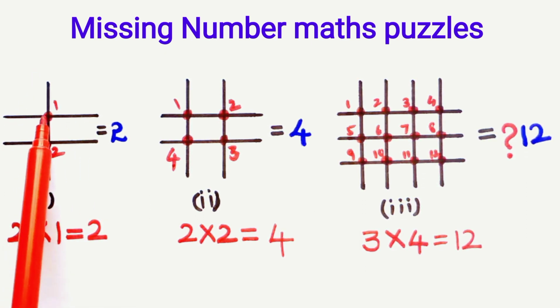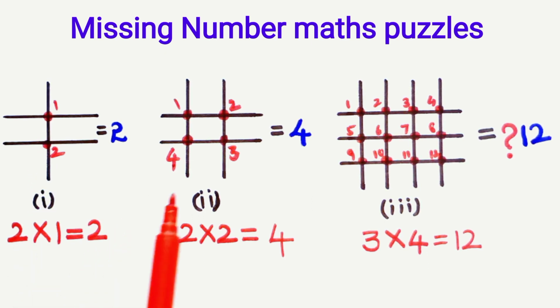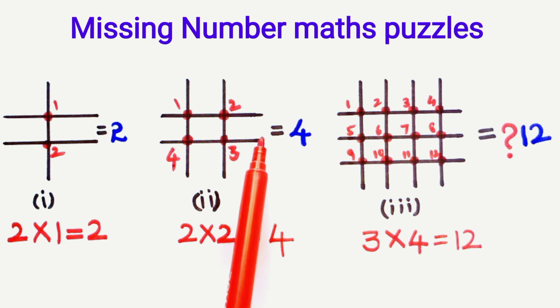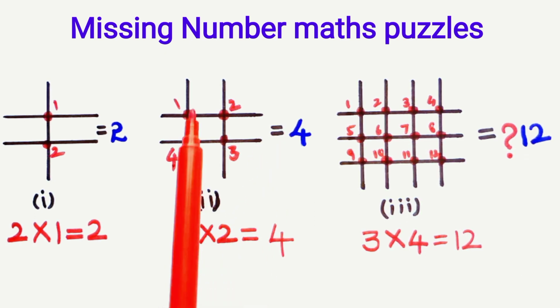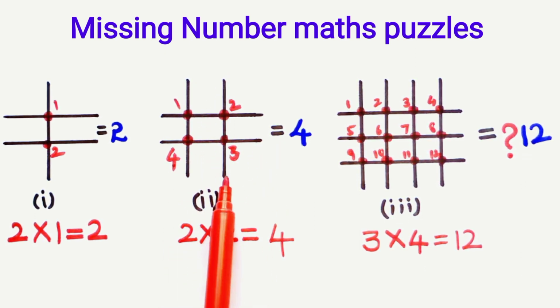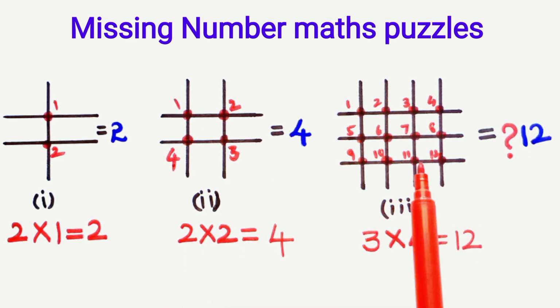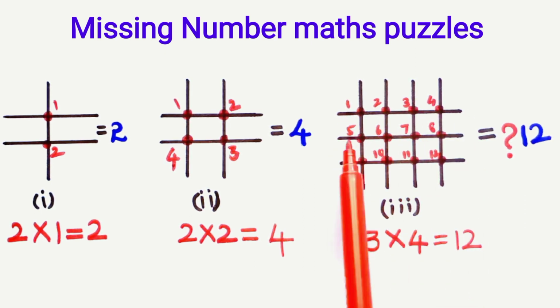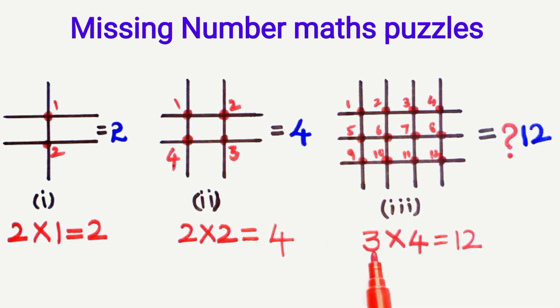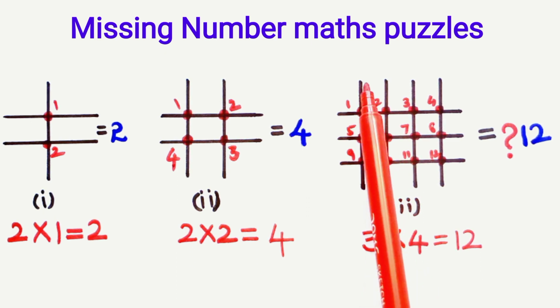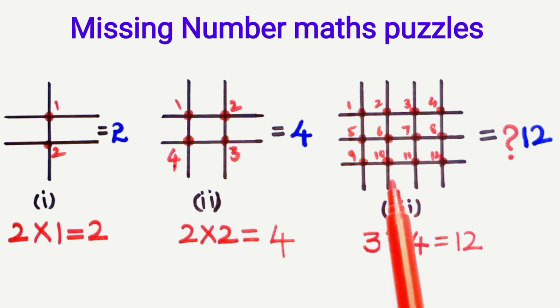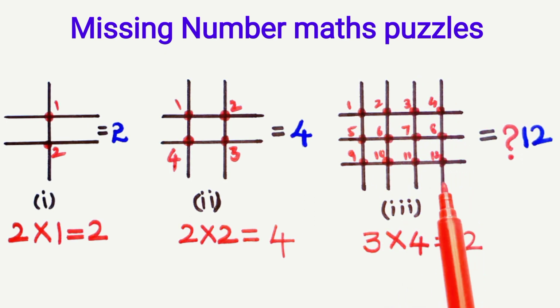vertical line which is intersecting at 2 points. Now in the figure 2 there are 2 horizontal lines which are parallel to each other and there are 2 vertical lines which are intersecting at 4 points. Now in the figure 3, there are 3 horizontal lines, 1, 2, 3. There are 3 horizontal lines which are intersected by 4 vertical lines, 1, 2, 3, 4.